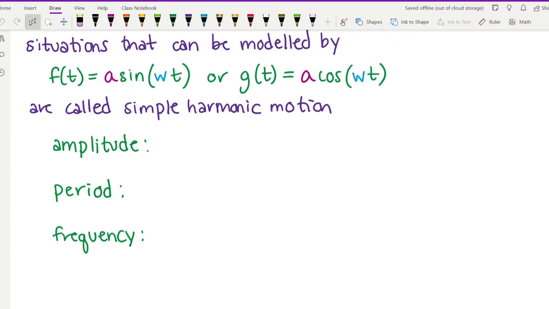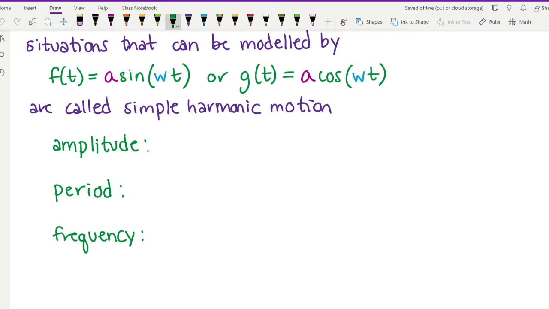So I want to define a few terms here, and a few of these we've actually already learned, right? Amplitude and period, we already talked about those back when we first started talking about trig functions, and then frequency will be a new word. So I want to start by just writing down how you can calculate each of these things based on the equation, and then later we'll come back and explain what these things mean in the context of actually modeling a real world situation.